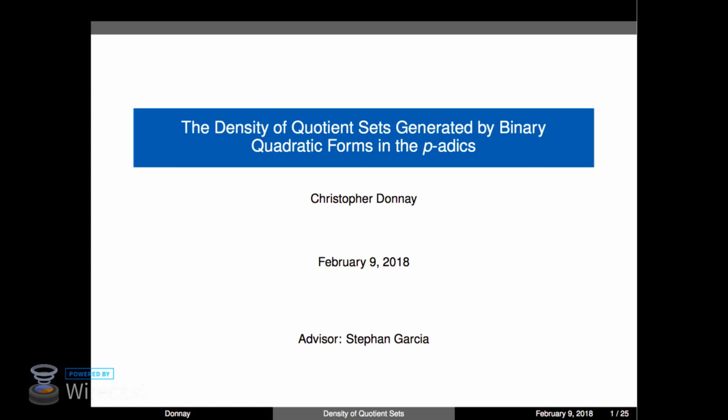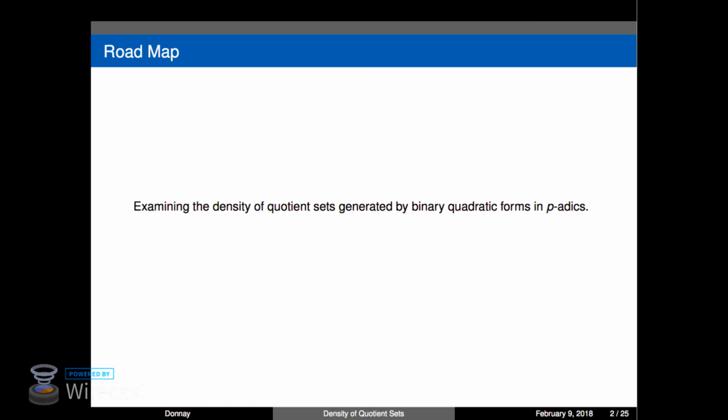So today we're going to talk about the density of quotient sets generated by binary quadratic forms in the p-adics. Now that is a really long title with a lot of words, so we're going to break it up and go piece by piece through all the different parts, and then in about the last 5 minutes we're going to synthesize it all and really talk about what the question of my thesis is. Now if you can hold on for the first 15 minutes, that's awesome. If you get confused in the last 5 minutes, I'm okay with that.